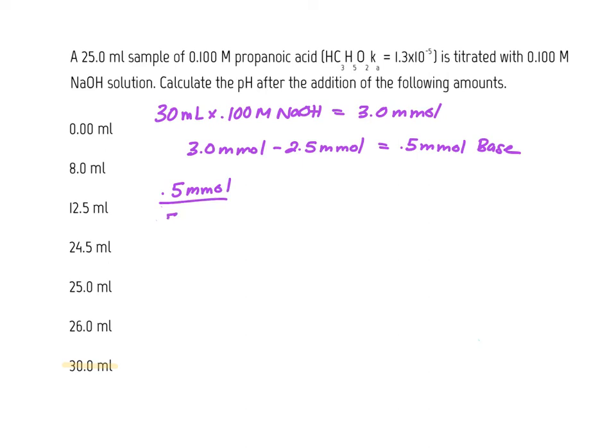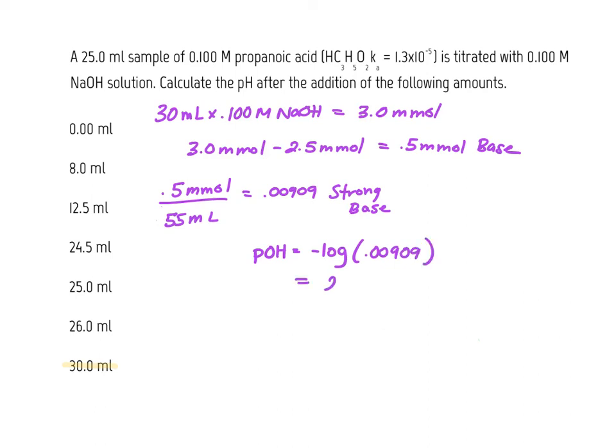We're going to calculate that new concentration with the total volume. So 30 plus 25 is 55 milliliters. We get that concentration of the excess base. Again, it's a strong base, so we can just plug that into the pOH calculation by taking the negative log. The pOH comes out to be 2.04, and therefore our pH turns out to be 11.96. So a very basic pH there.